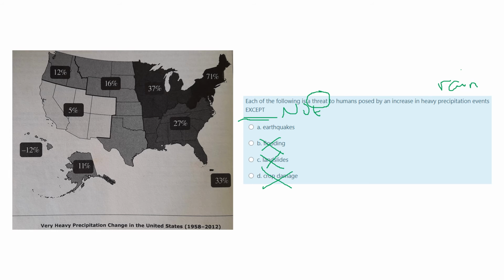But earthquakes are not caused by rain. Earthquakes are caused by tectonic plates moving past each other and causing pressure and making the ground shake. That's not due to rain. So the correct answer is A, earthquakes.